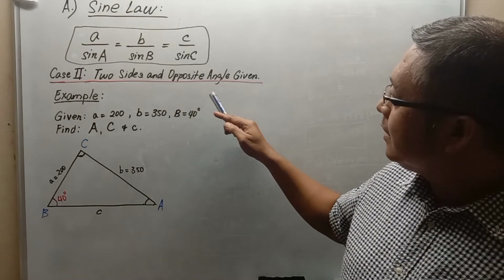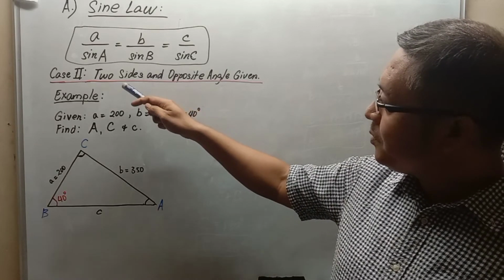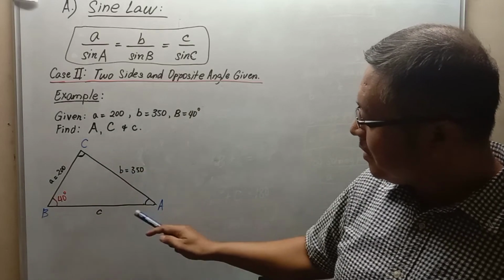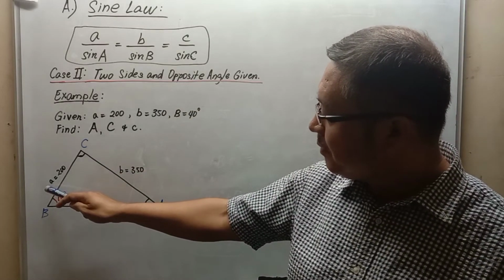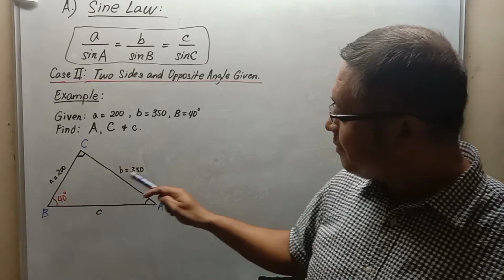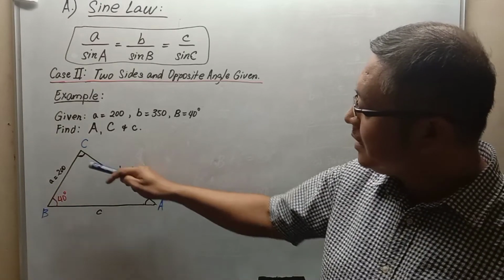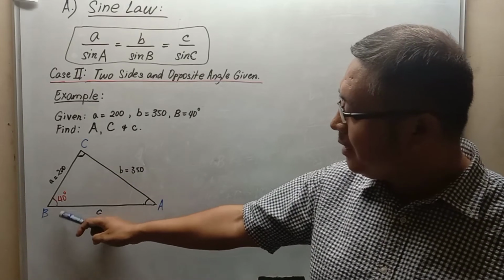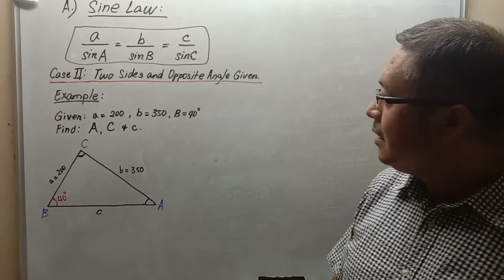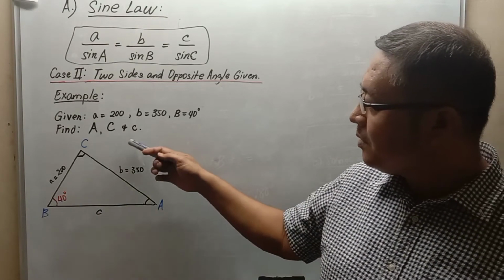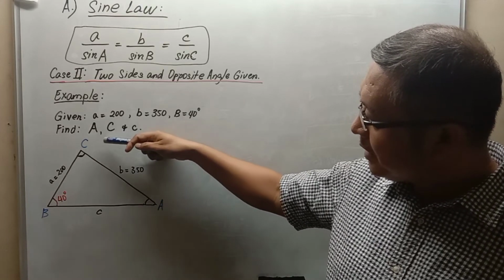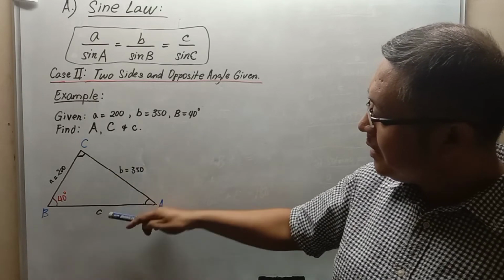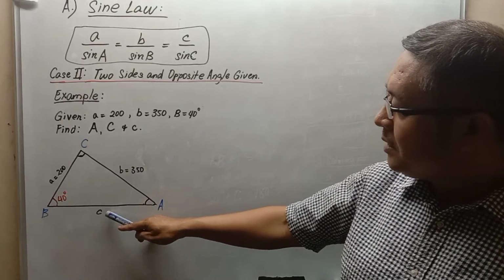So case 2 is applicable because the condition is we need two sides to be given for this oblique triangle. So it's correct because the two sides, side A and side B, are given, and the opposite angle is given. What is the opposite angle, guys, for these two sides? This is angle B, 40 degrees. So the requirement in this problem is we need to find how much the angle A and angle C are, and the third side, the value of C.